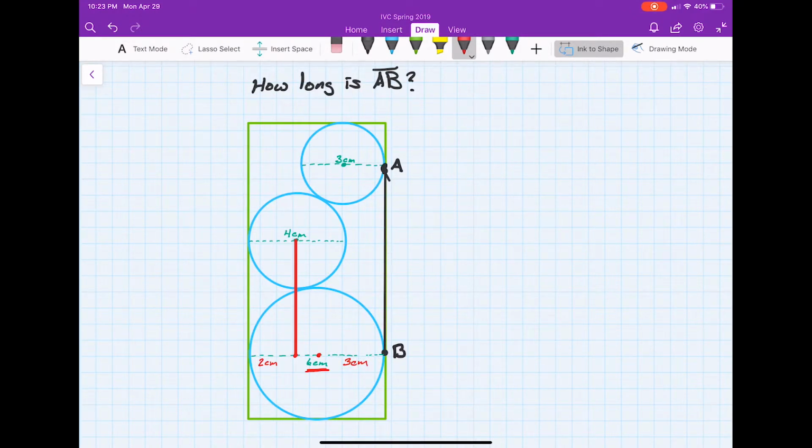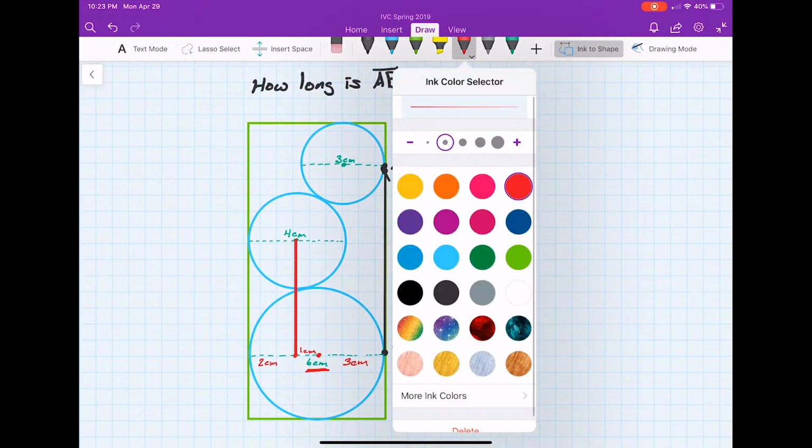So if I take 6 centimeters and I subtract the other two segments that I know, which is 2 plus 3 is 5, so I take 6 minus 5. That means what I'm left over in the middle is 1 centimeter. So the segment from this altitude I dropped to the center of the circle is 1 centimeter.